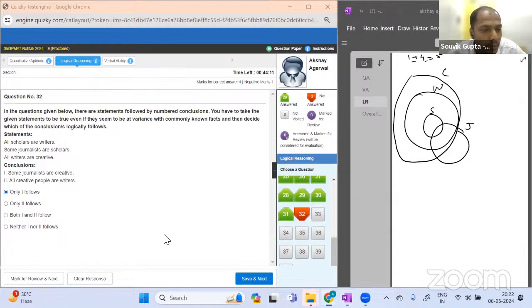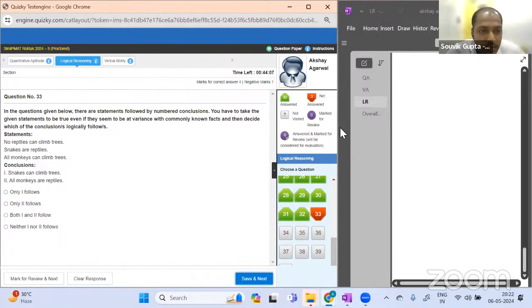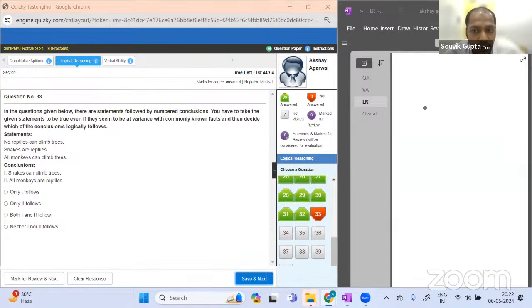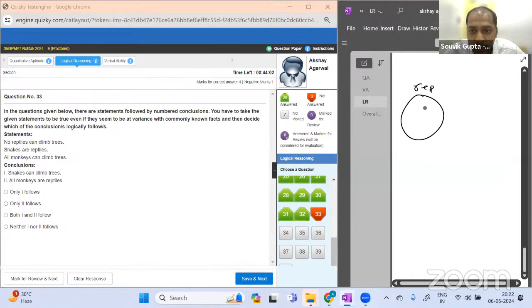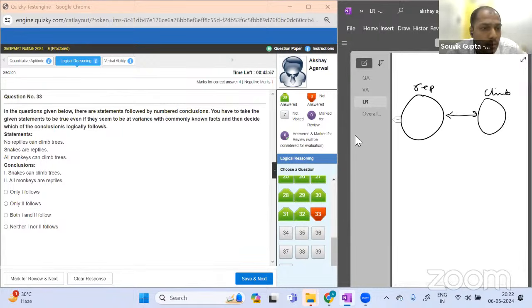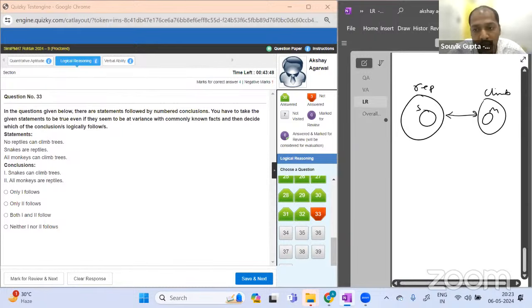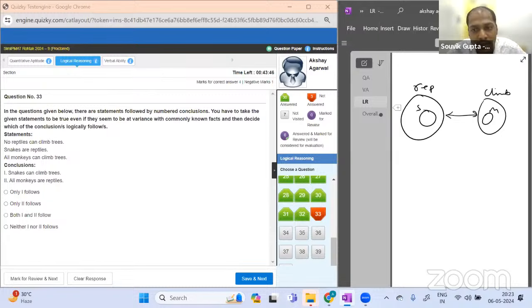All creative people are writers. False. Only one follows. No reptiles can climb trees. Snakes are reptiles, so all snakes are reptiles. All monkeys can climb trees. Therefore, monkeys and reptiles can't touch. Snakes and climb cannot happen. Snakes can climb trees, not possible. All monkeys are reptiles, false. Neither one nor two.